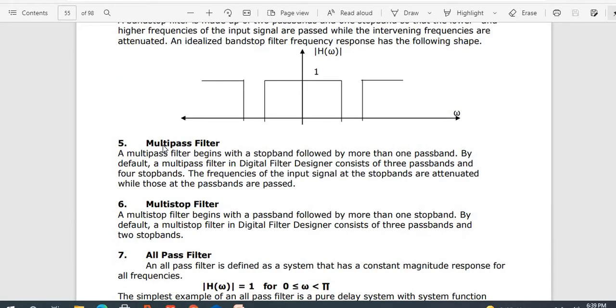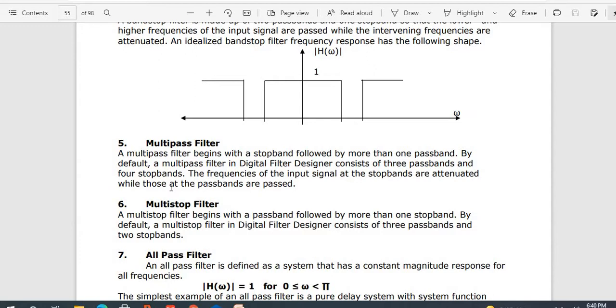So what is a multi-pass filter, students? A multi-pass filter begins with a stop band followed by more than one pass band. That means if you see the comparison between the pass band and stop band, the pass band needs to be more, so as to pass more information, and the filtration needs to be less.